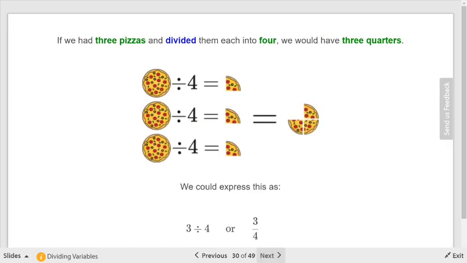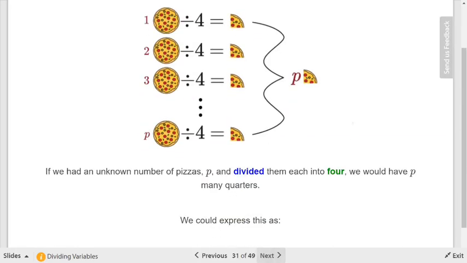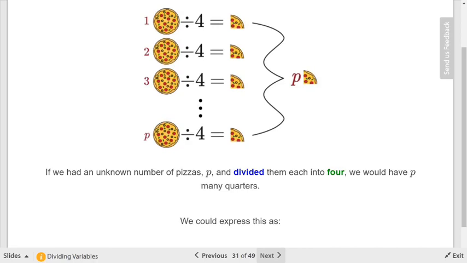Good. So here I have 3 things divided by 4. Instead of saying 3 divided by 4, how could I say that? 3/4 or 3 over 4. Either way you want to say it. Good. So what if I had an unknown number of things divided by 4? They're saying P because it's pizzas. Well, how could I write P divided by 4? Just P over 4, or P/4. Exactly. So it doesn't have to be numbers to be a fraction.